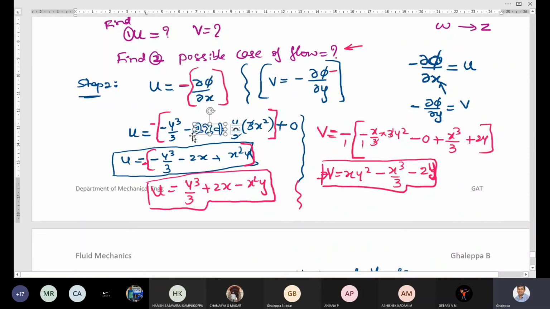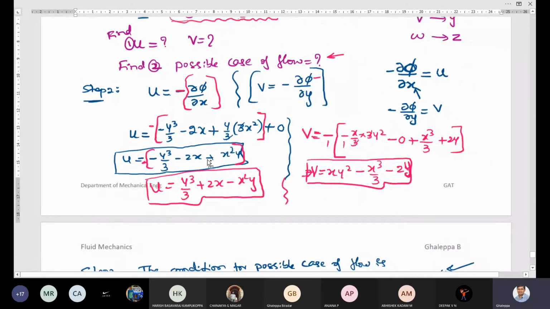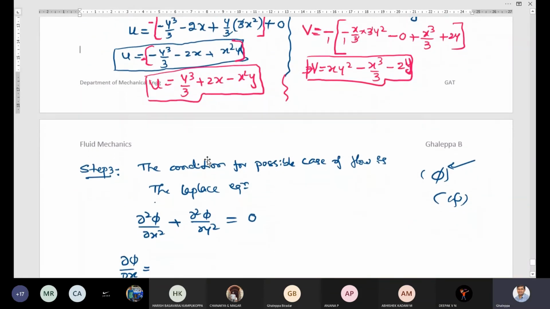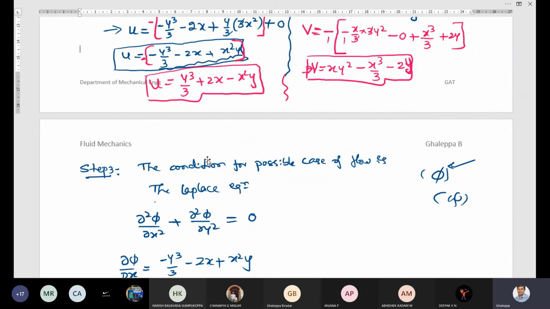The inside term, that 1, 2, 3, 4. So all these, I will take it as ∂φ/∂x value. Okay. So I will write as it is minus y cube by 3. I hope you can see on the screen the top equation, the first layer of equation. So minus y cube by 3 minus 2x plus x square y. Or you can take this same equation after simplification.